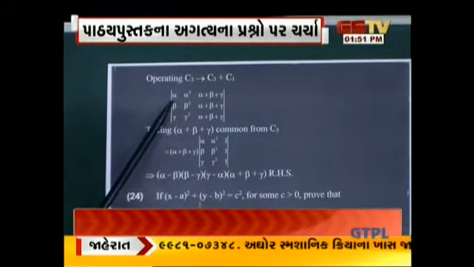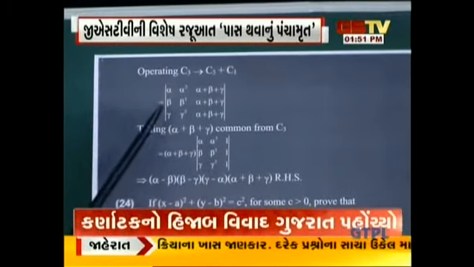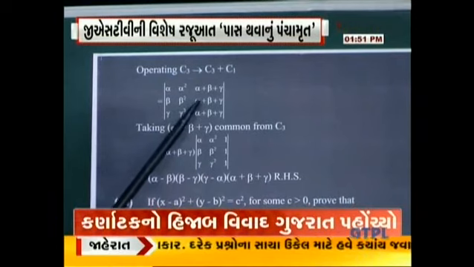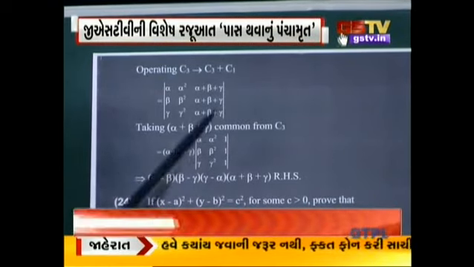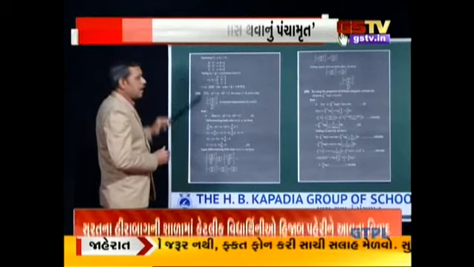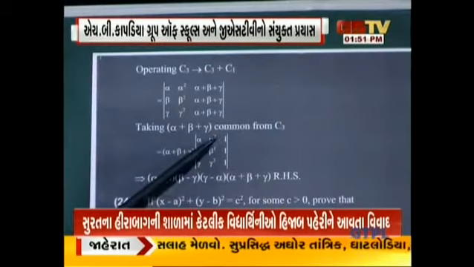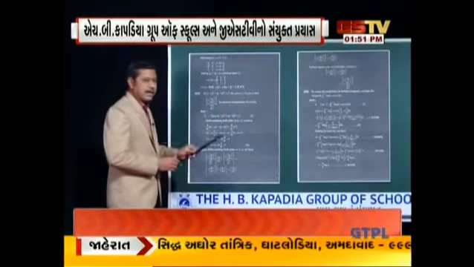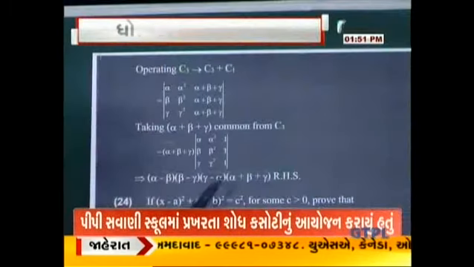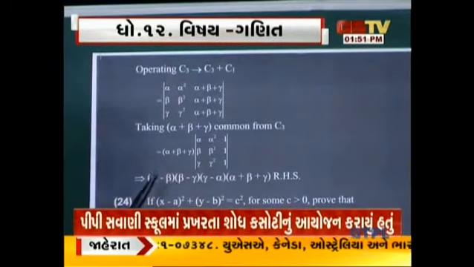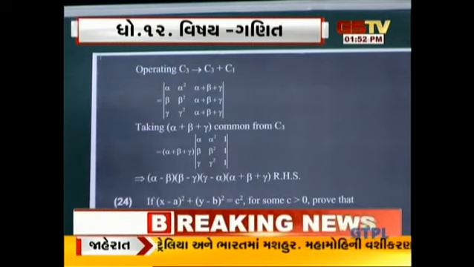So we get alpha, alpha square, alpha plus gamma; beta, beta square, alpha plus gamma; gamma, gamma square, alpha plus gamma. Again, we take common alpha plus gamma from column number 3. So we get here 1, 1, 1, and again expand the determinant. So we get the answer alpha plus gamma into alpha minus beta, beta minus gamma, gamma minus alpha.